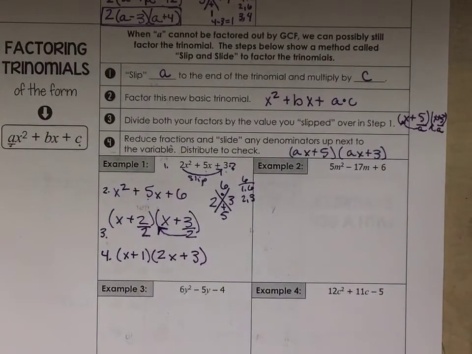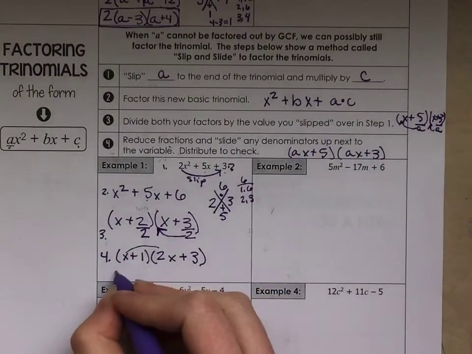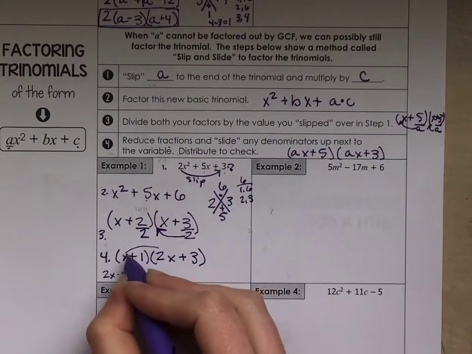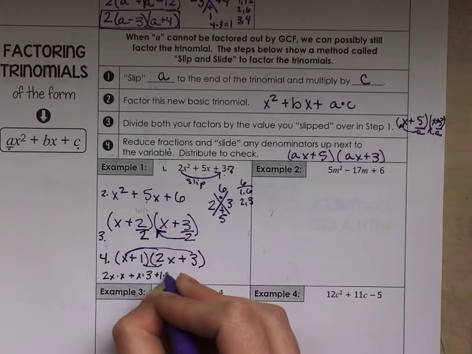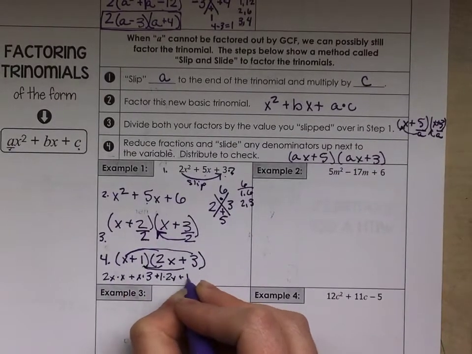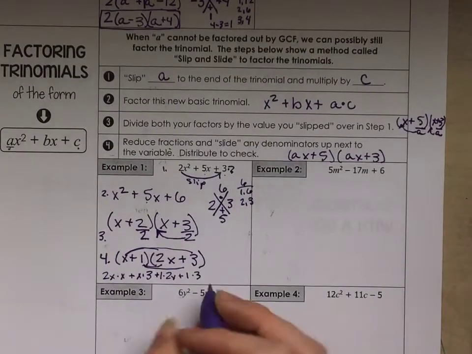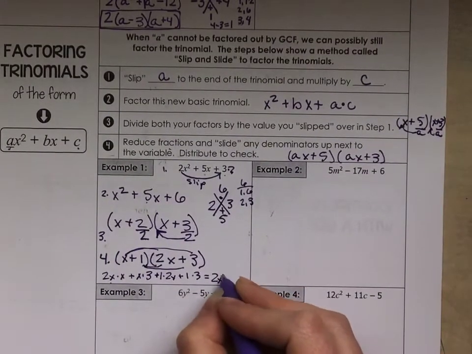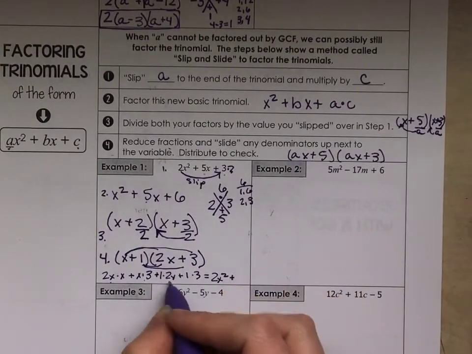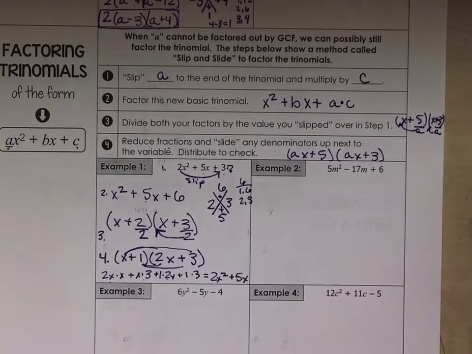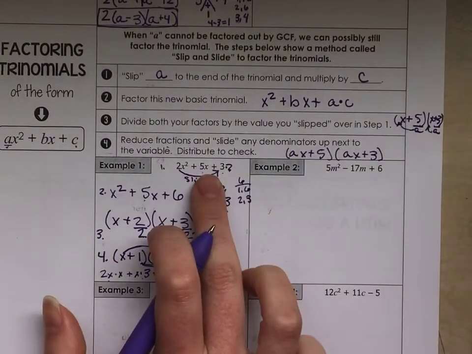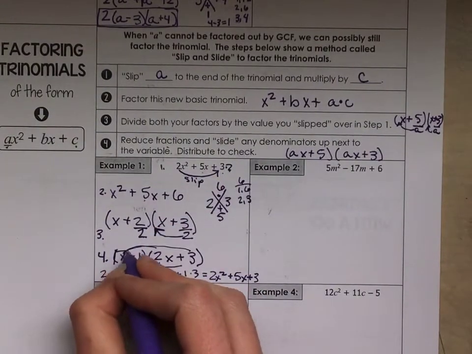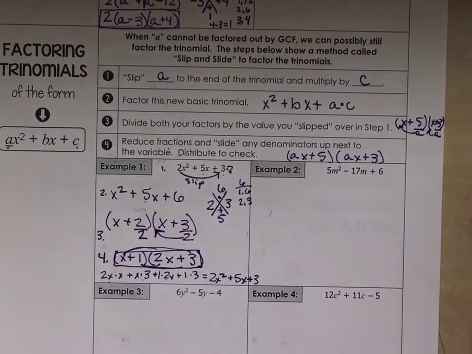Now I can distribute this and double check. I'll take x times 2x, x times 3, 1 times 2x, and 1 times 3. If you simplify all of that, I would get 2x squared, 3x, 2x would give me 5x combining those like terms, and 1 times 3 would give me 3, which is what we started with at the beginning. So these two factors here would be my final answer, x plus 1 times 2x plus 3.